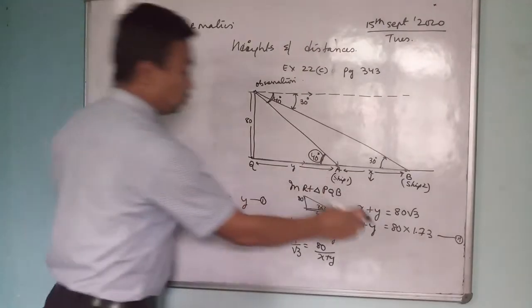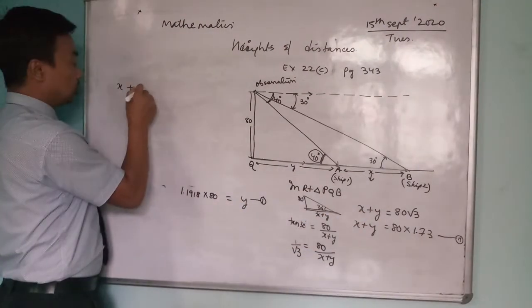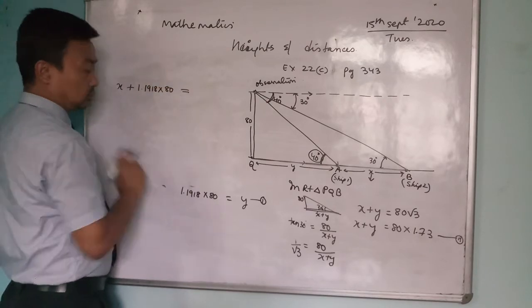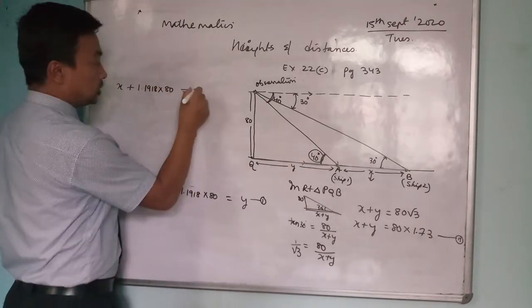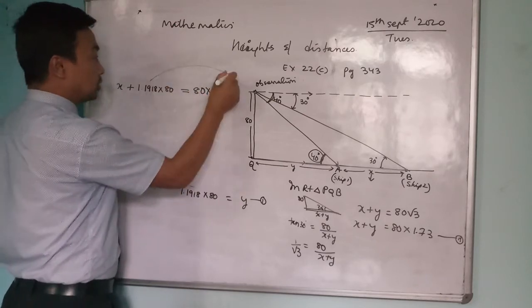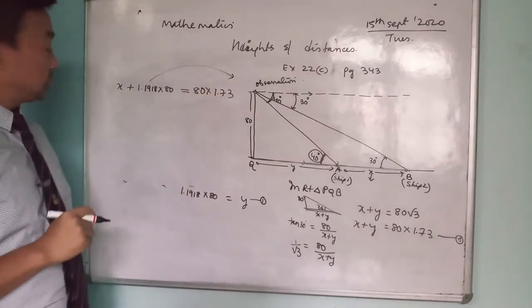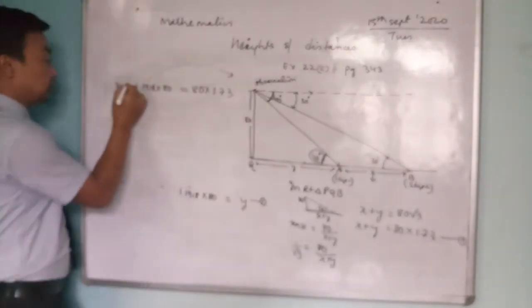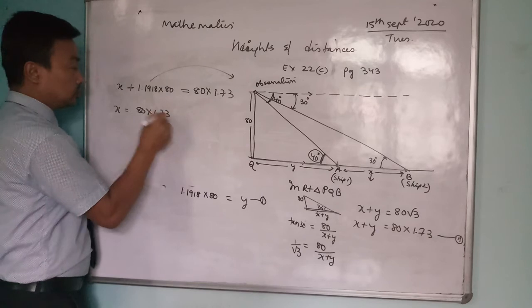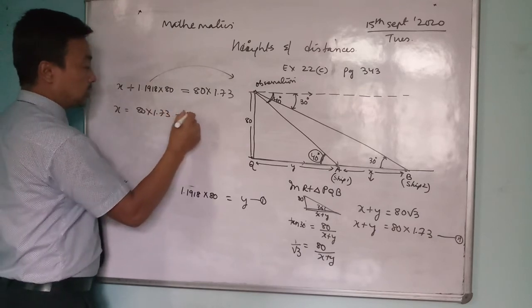What is the value of y from the first equation? 1.1918 into 80 equals to, what is there in the second equation? 80 into 1.73. Do the cross, or not the cross multiplication, transpose. Since there is a plus sign, you take it this side, it becomes a minus.